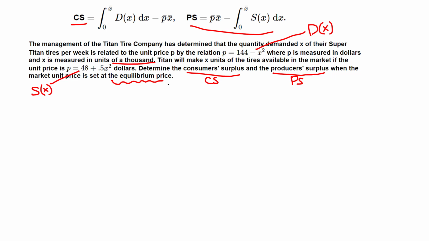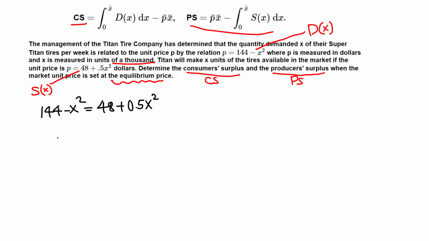To determine the equilibrium price, we will set demand equal to supply. So demand 144 minus x squared equals 48 plus 0.5 x squared. Sometimes the equilibrium price is given, and in that case we don't have to do this work, but here we need to determine it. We need to solve for x. Add x squared to both sides, and subtract 48 from both sides.